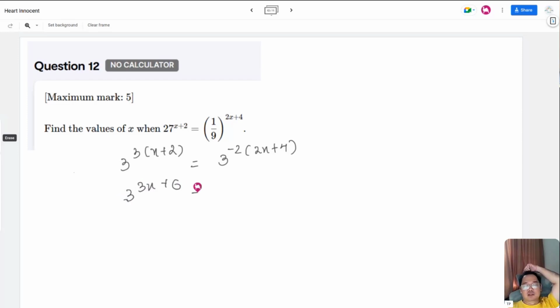Không bị thừa một số 3 kìa. À rồi. Cứ bị lát thế này.